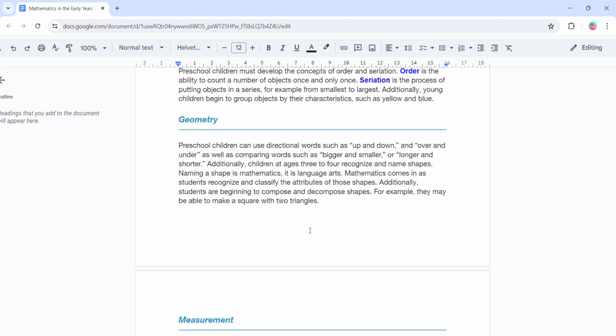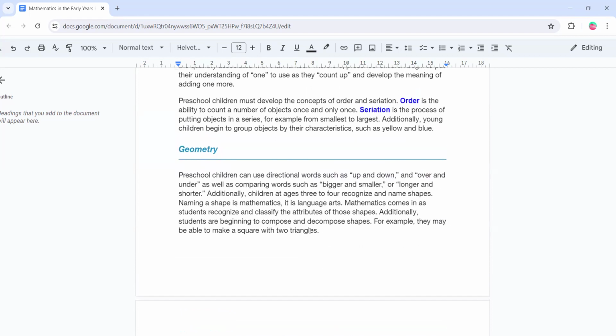Now we'll go to the second category. This is a very small description of what number is, what geometry is. These categories will be taught in detail in a separate video. This is just an introduction for the areas focused on mathematics in early years.